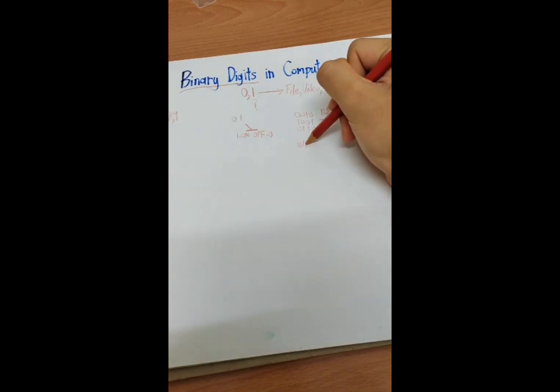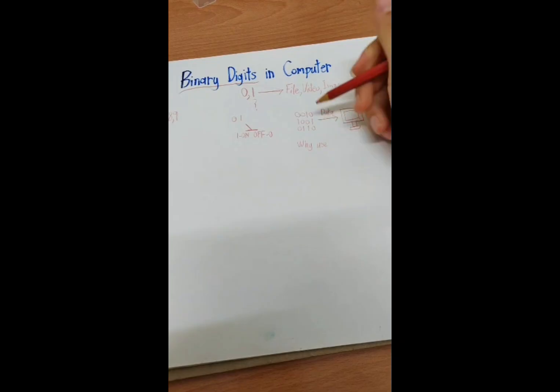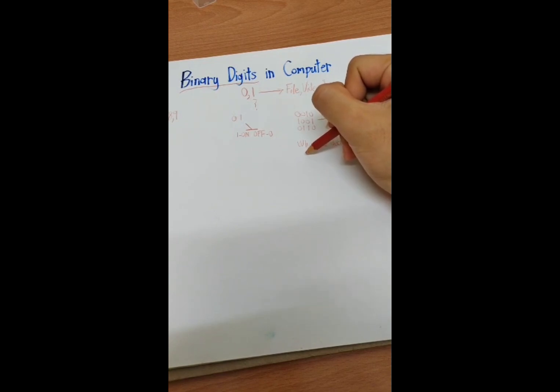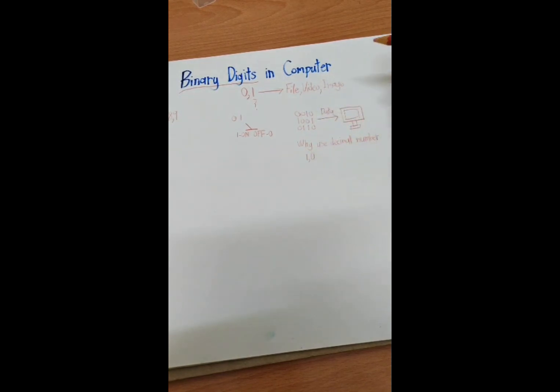Then why don't we use decimal numbers in the computer? Why? Because if we use a bit, it is only 1 or 0. If we use decimal numbers, it has 10 possible states, 0 to 9. So it is harder to let the computer decide the function. And also, if we use bits, one of the benefits is using less storage.